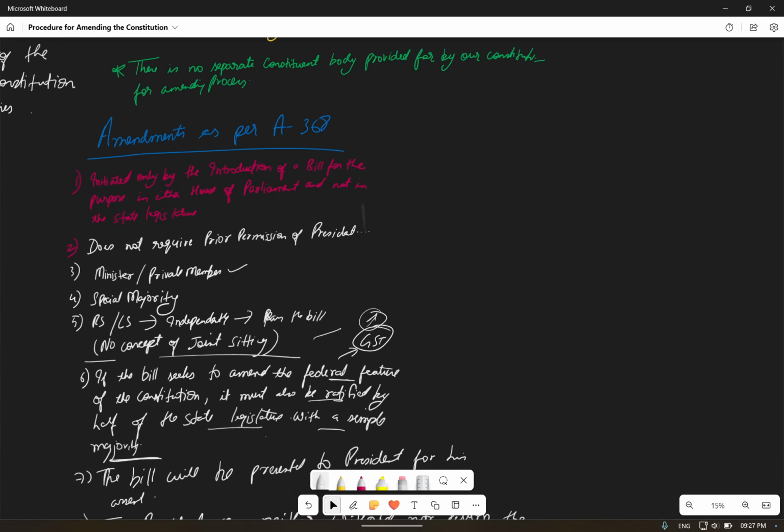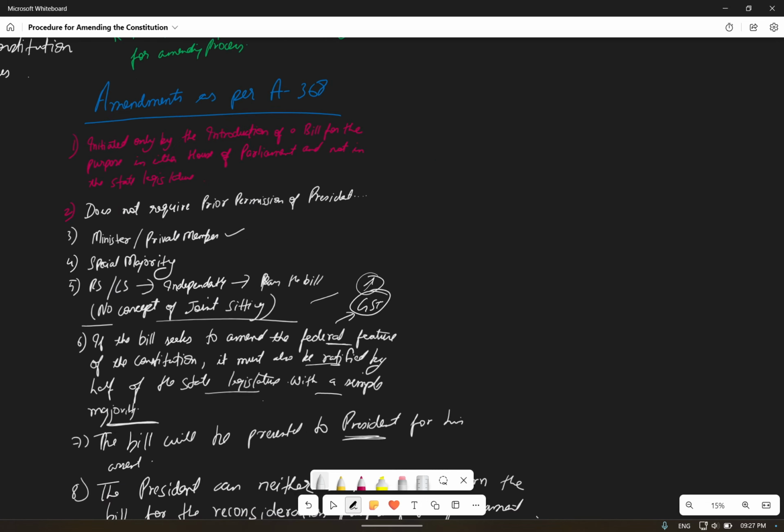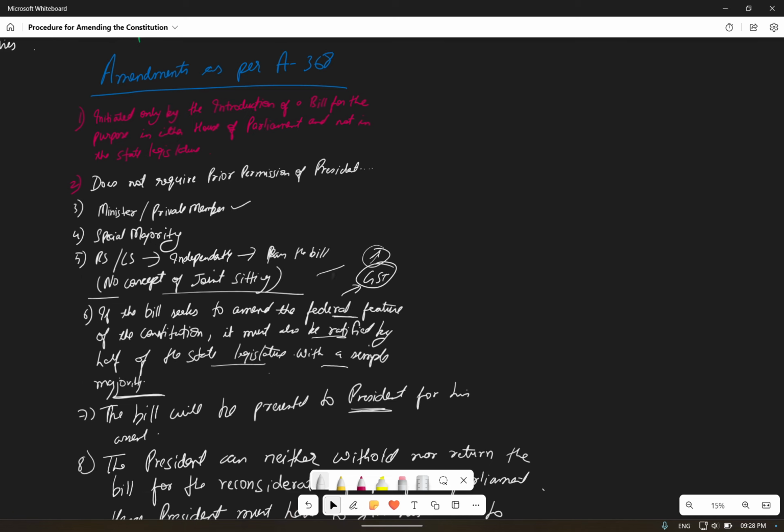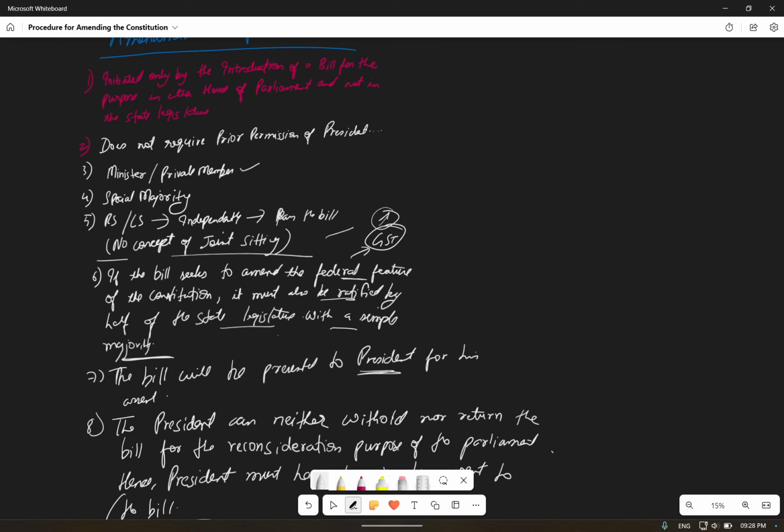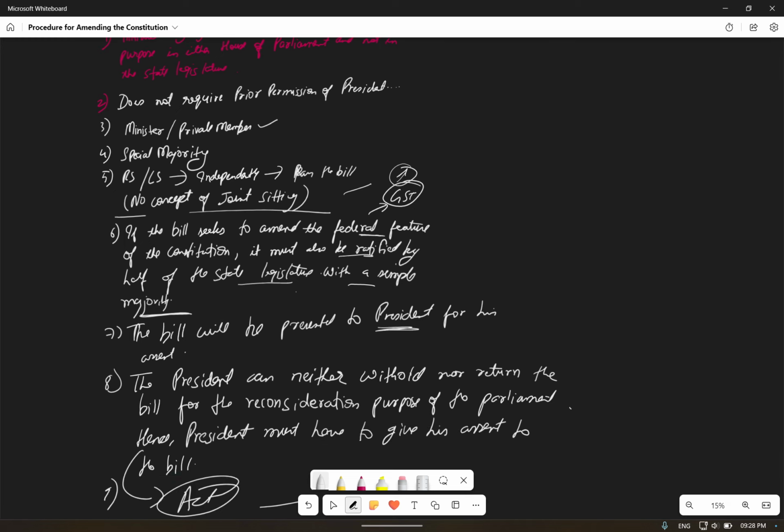What is the process of amendment under article 368? First, it has to be initiated in either house, and once initiated, there is no requirement of any permission from the president. It can be introduced by any minister or private member also, and it has to be passed by the special majority. If the bill is going to affect the federal structure of the country, ratification by 50% of the states will be required.